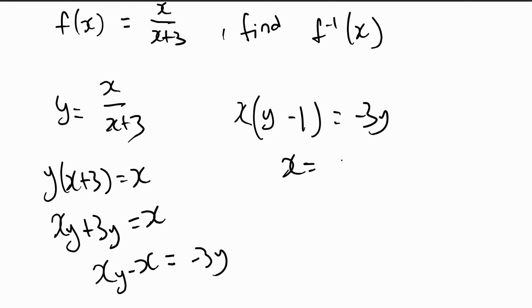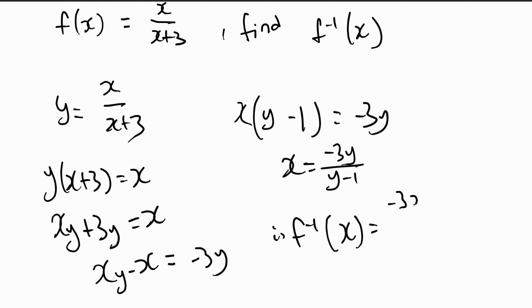We can divide by y minus 1 on both sides. And all we have to do is write it in a proper function form. f minus 1 of x, the inverse function, is going to equal minus 3x over x minus 1. That's pretty much it. Actually, yeah, that's pretty much it.